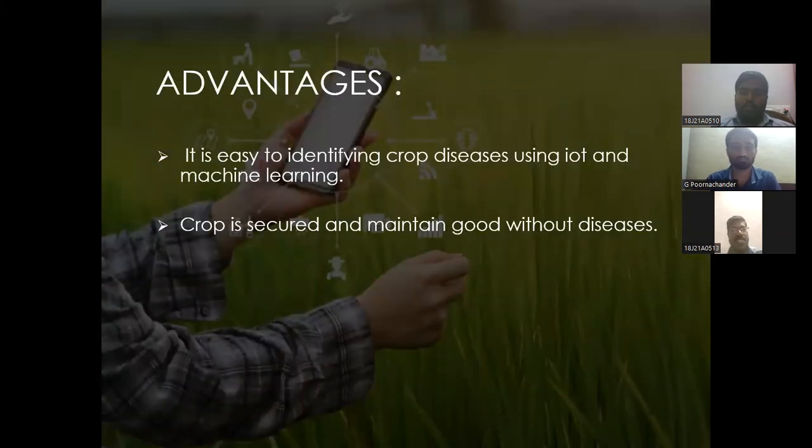Advantages: it is easy to identify crop diseases. Using IoT and machine learning, we can reduce human effort. By using IoT and machine learning, the crop is secured without any disease. It reduces the time taken.